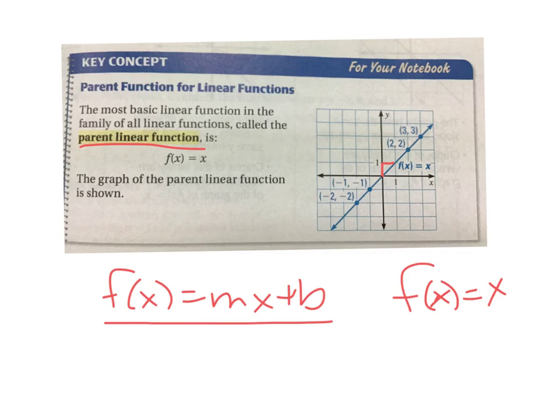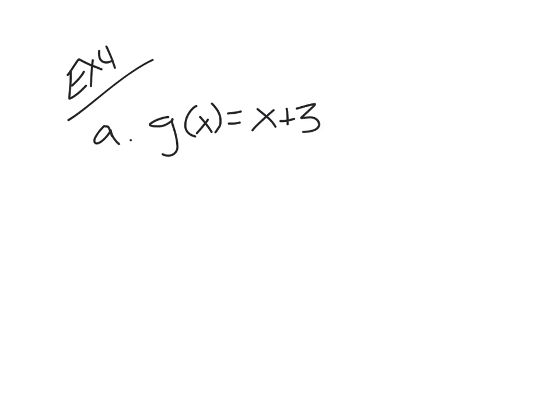So, let's graph and compare some of these. Let's look at example 4. We're going to graph g of x equals x plus 3. G of x is the same thing as f of x. They just used a different variable.